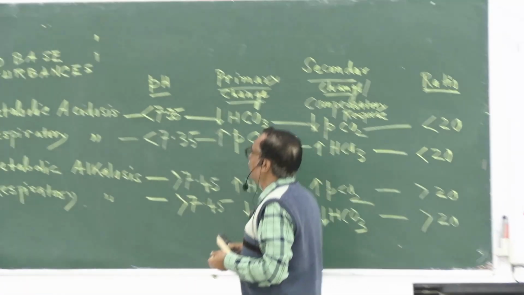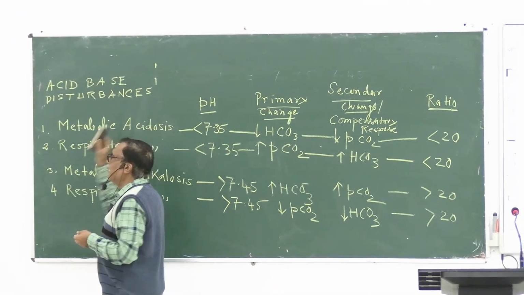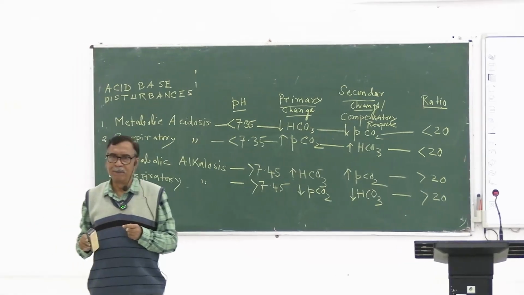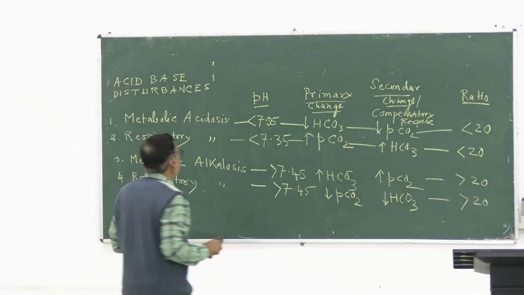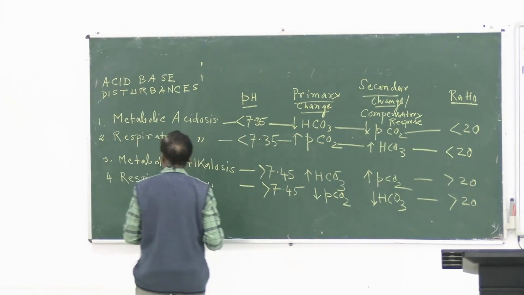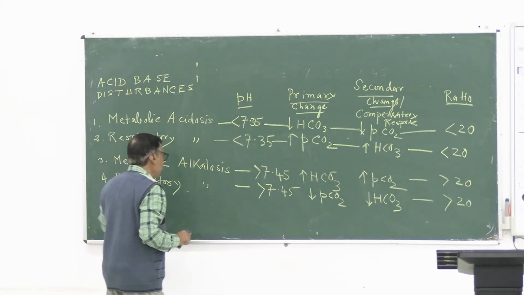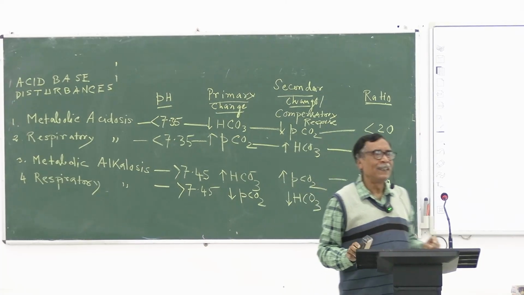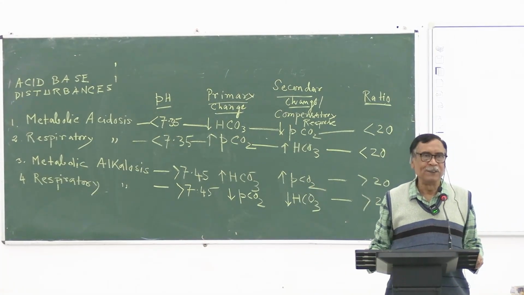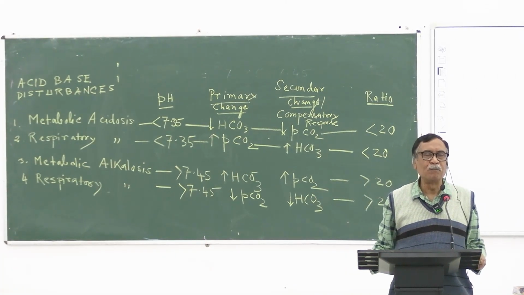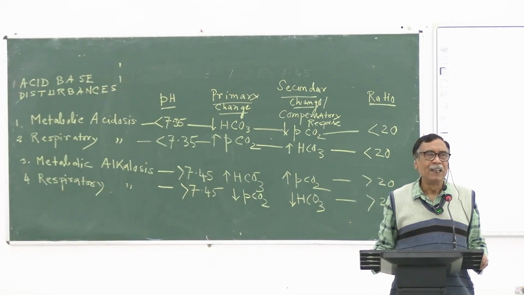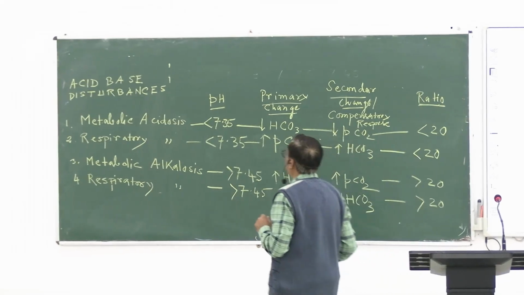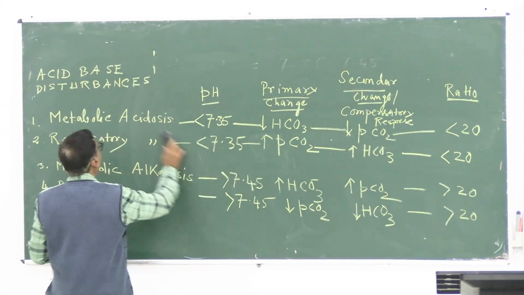So now I will describe the clinical conditions of these disturbances. First of all, very important: of these four disorders, the most frequent is metabolic acidosis. Metabolic acidosis is the most frequent clinical acid-base disturbance. I am erasing this figure.